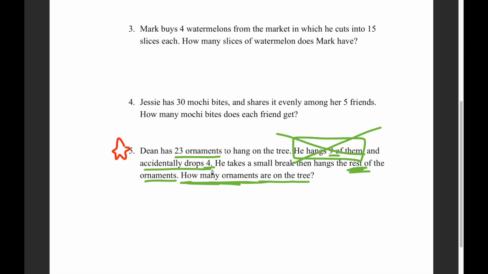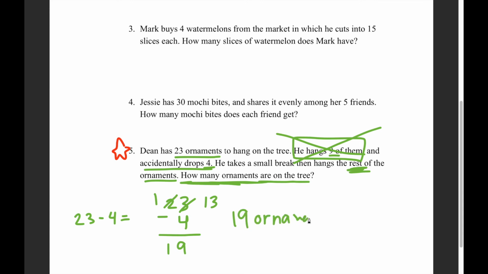Accidentally drops 4 is important information. So if he has 23 ornaments originally to hang on the tree, and then he drops 4, basically losing them, that's going to be 23 minus 4. And 23 minus 4 is, you cross 3 out, makes that 13, 1, and that should be 19. So that means he hung 19 ornaments.